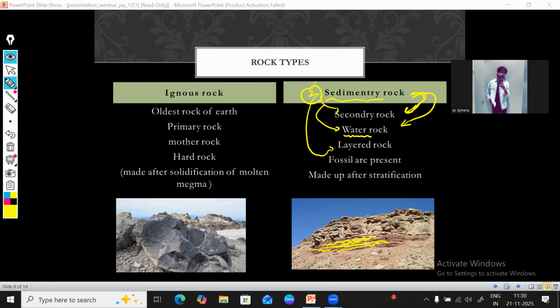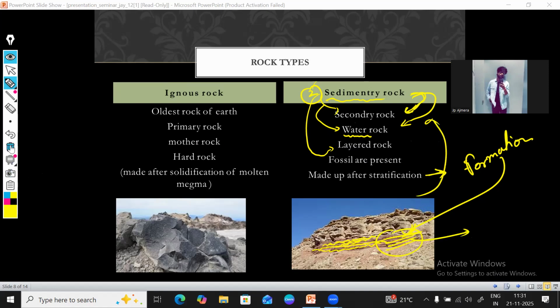When we dig out the rock, we can see different kinds of layers inside the sedimentary rock. And how is it made? It is made after stratification. What is stratification? It is the formation of strata. What is strata? Strata are these layers. So stratification is the formation of layer by layer. This process is known as stratification. After the stratification, the new rock formed is known as sedimentary rock.